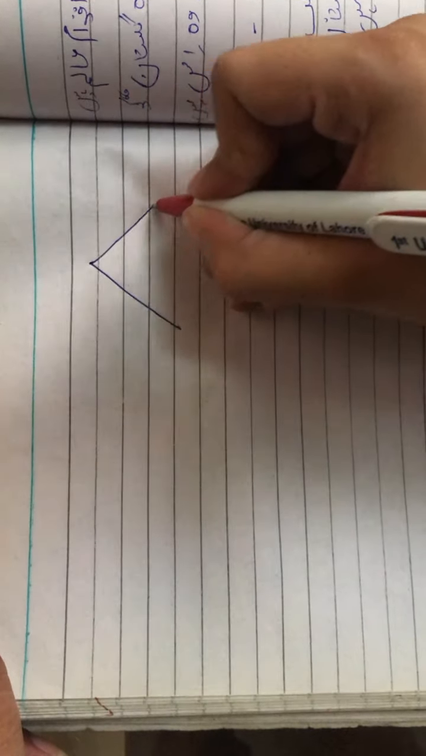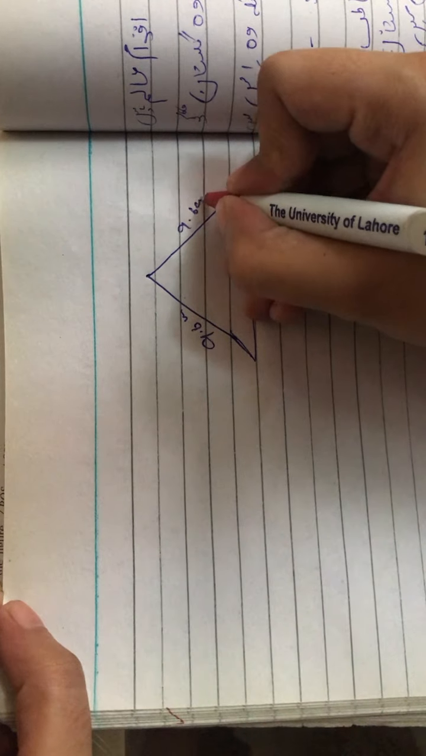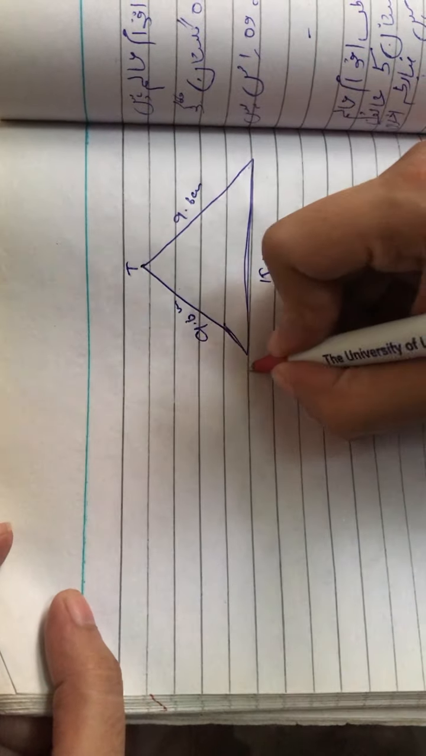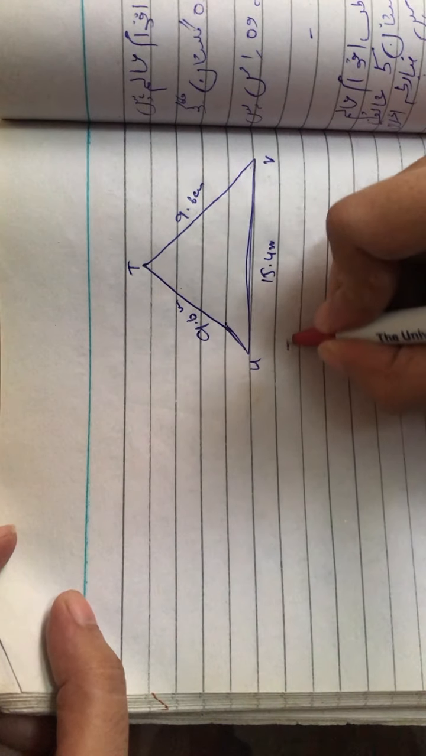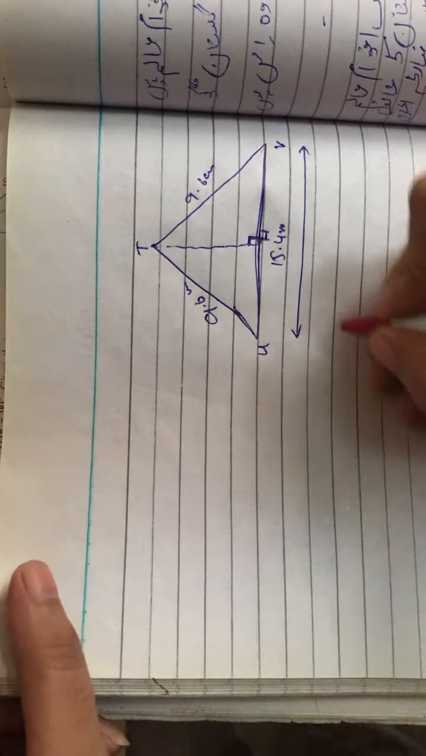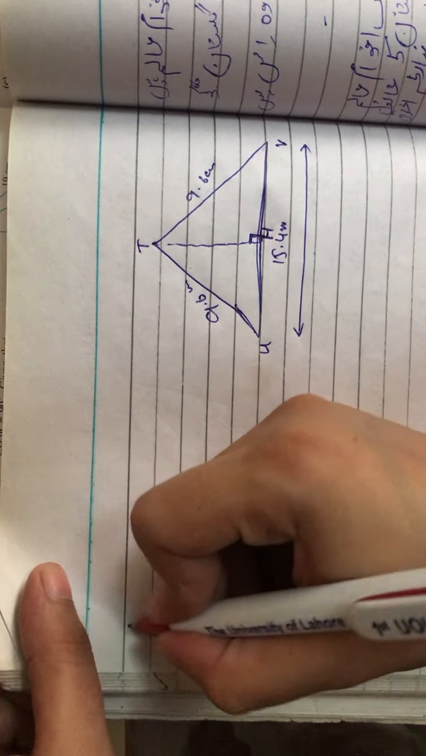9.6 meter, 9.6 meter and 15.4 meter. TUV, this is the total length. TUV is 15.4, and we find the length of TH. This one is H. Here this is a 90-degree angle. Okay, solution.